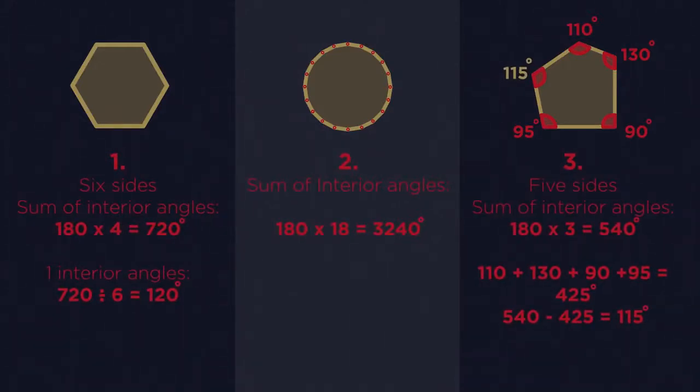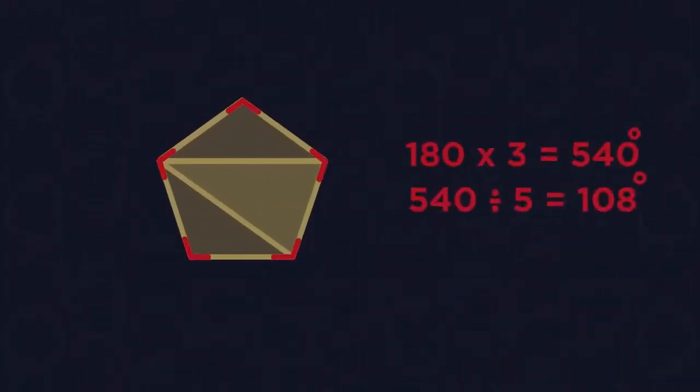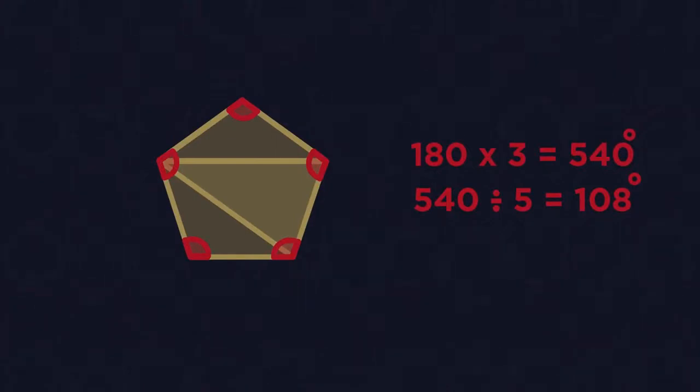So there we have the interior angles of polygons. You simply need to know that there are 180 degrees in a triangle. We then look to see how many triangles fit into the polygons. There's always 2 less triangles than there are numbers of sides.